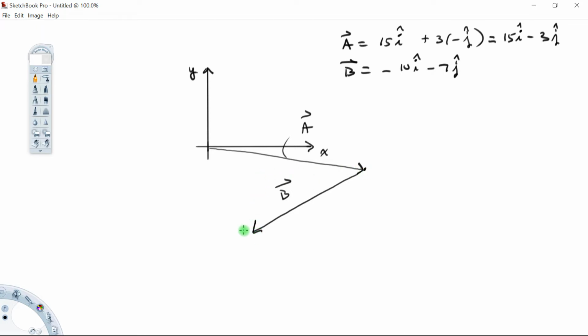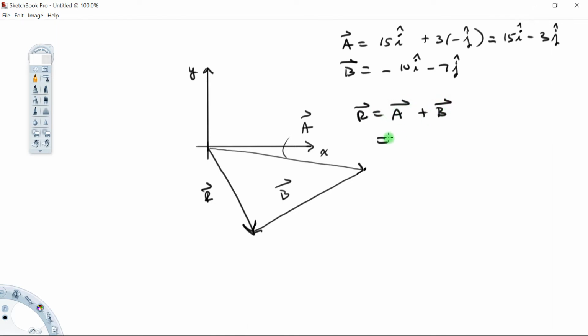And again, I don't have coordinates on the page. I'm not worrying about that. This is just a sketch here. The resultant vector starts here and ends here. So I'm going to go ahead and draw it. There's my resultant vector. And that resultant vector is the vector sum of A plus B.